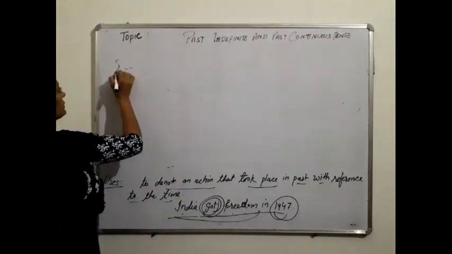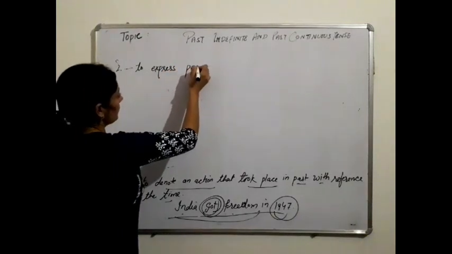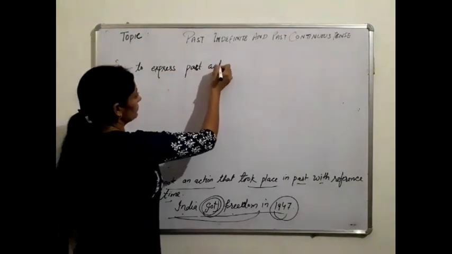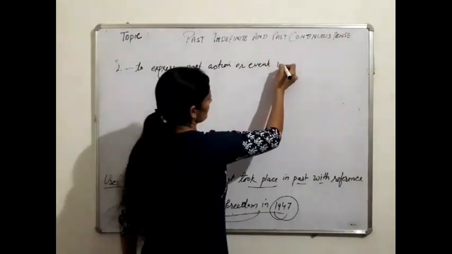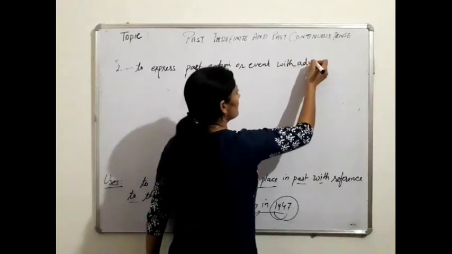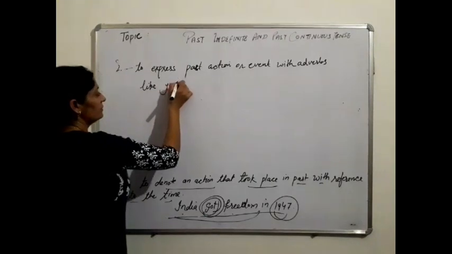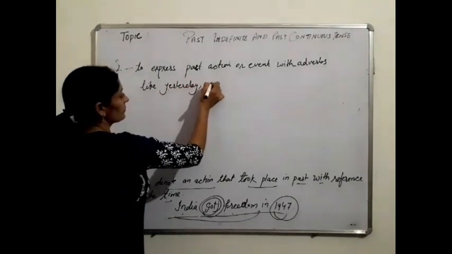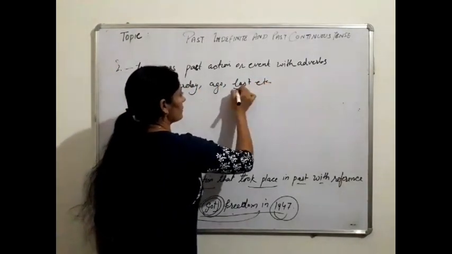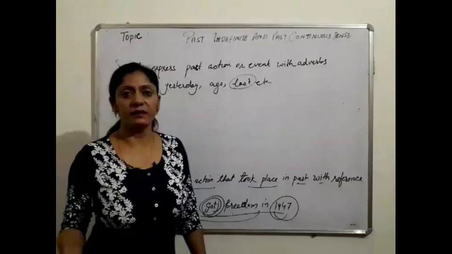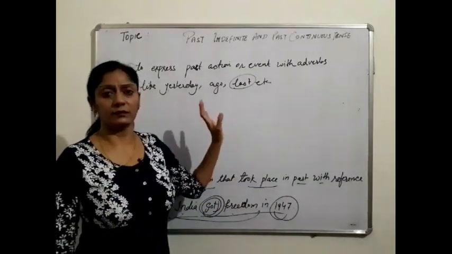Here see the second use, to express a past action or event with adverbs like yesterday, ago, last, etc. Last could be last year, last month, last week, last summer, last winter, anything.